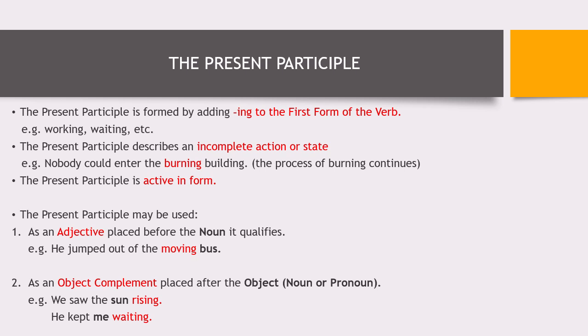2. As an object complement, placed after the object, noun, or pronoun. For example, we saw the sun rising. The present participle, rising, is the complement of the noun object, sun. He kept me waiting. The present participle, waiting, is the complement of the pronoun object, me.